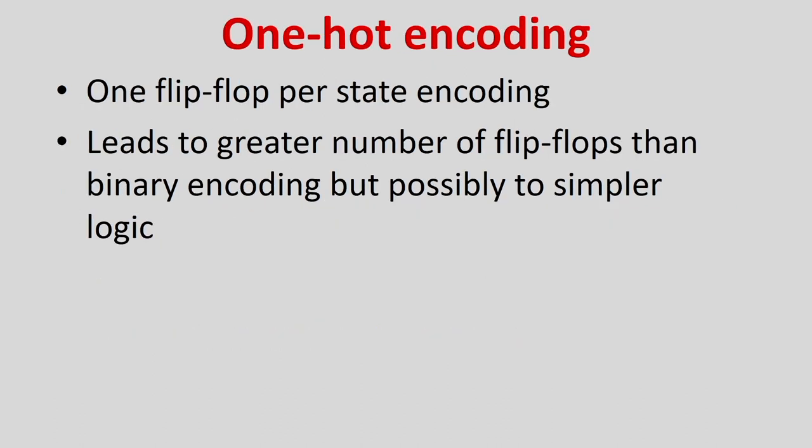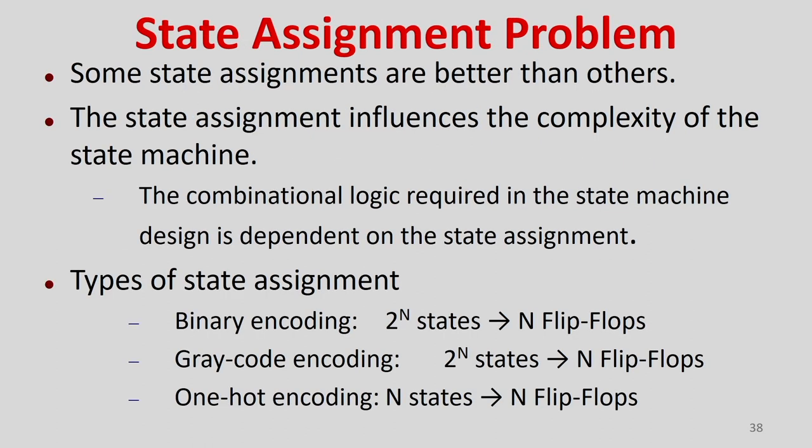So, let us look at a very simplistic encoding. Binary or sequential encoding you have already seen, but let us look at one hot encoding. What is one hot encoding? One hot encoding is one flip flop per state encoding. In this case it leads to a greater number of flip flops than binary encoding, but the next state logic may be simpler because you are using one flip flop per state. Some state assignments are better than others. The state assignment influences the complexity of the state machine, and the combinational logic required in the next state design depends on the state assignment.